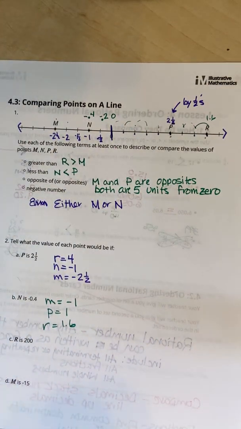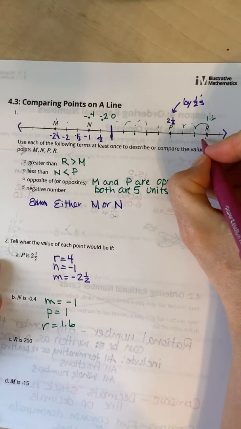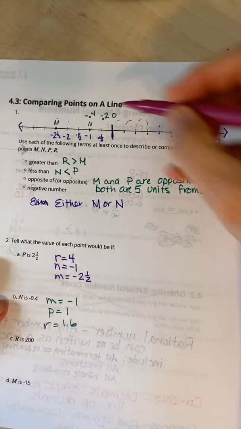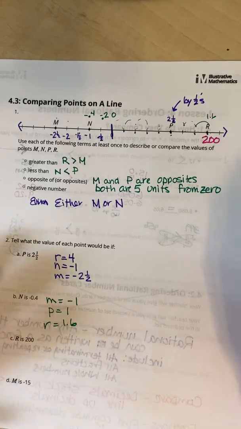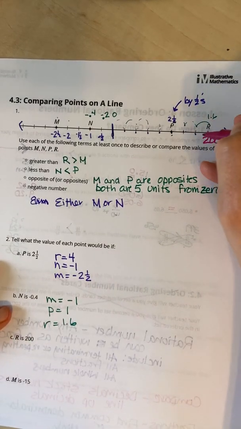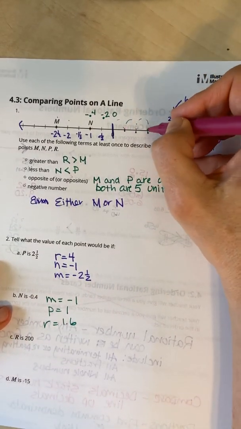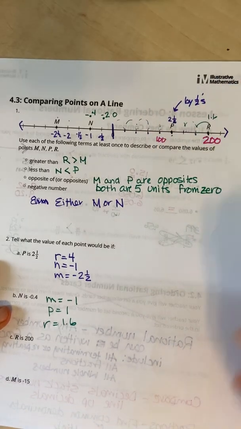If R is 200, okay? So we're saying this guy's 200. Well, he's 1, 2, 3, 4, 5, 6, 7, 8 over. So 4 over would be 100. Does that make sense? So half of that way would be 100. 1, 2, 3, 4. This would be 100.